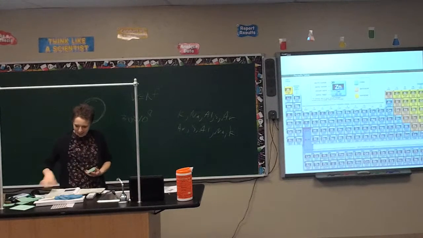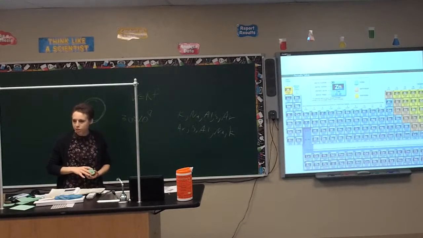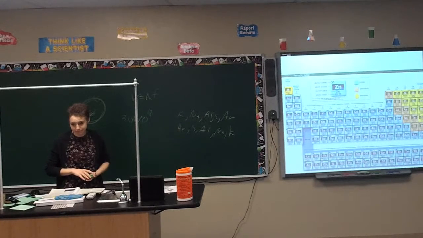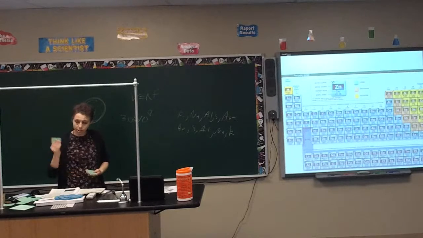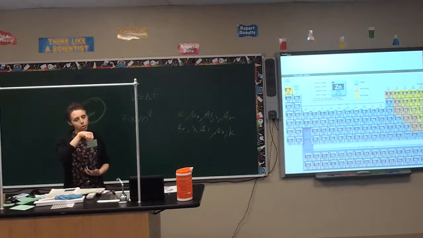What do you call the outermost electrons? It starts with a V. Valence electrons.